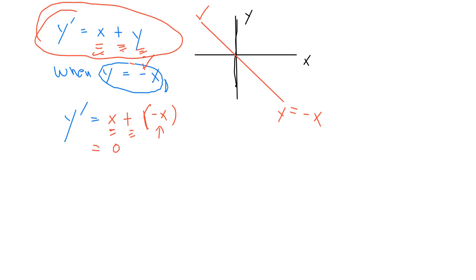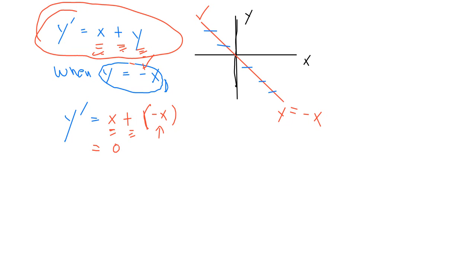So can anybody draw in what the tangent lines are going to look like along this line y equals negative x? They're just going to be straight line segments. Straight lines, okay. Vertical or horizontal, Samuel? Neither, diagonal. Are they going to look like this? No, they're going to be diagonal.